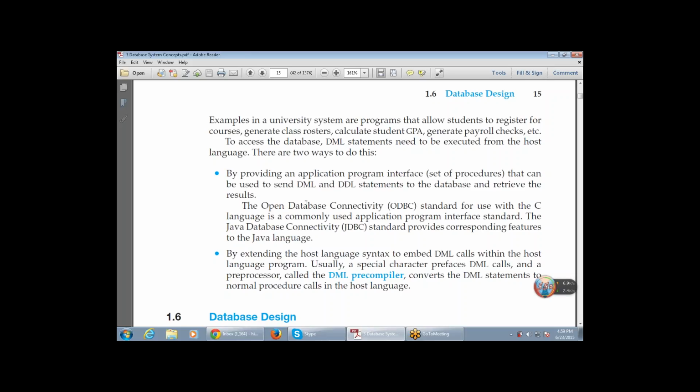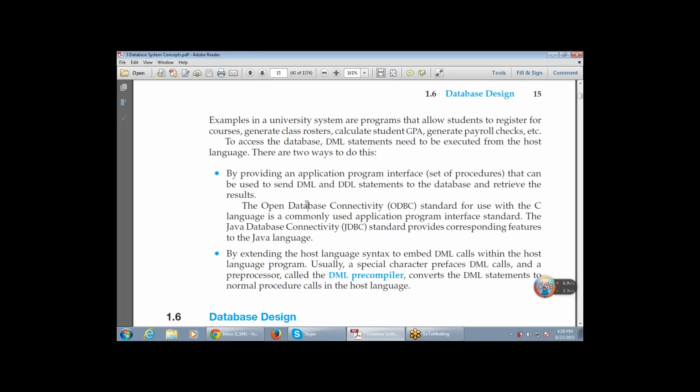Usually a special character preface, that is a DML precompiler, is used, that converts the DML statement to the normal procedure codes in the host language. So this is the second part, how the DML statement can be executed from the host languages.